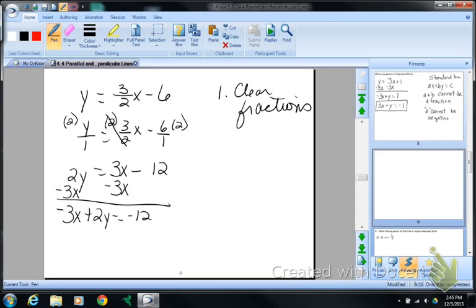Am I done? No, because a cannot be negative, so I have to multiply everything by negative 1. Shortcut when you multiply everything by negative 1 is it changes the sign on both sides. So that's 3x minus 2y is equal to a positive 12. And there it is in standard form.